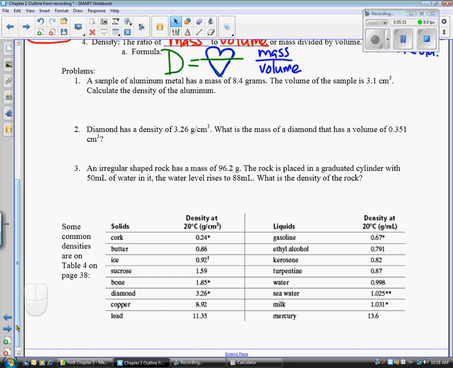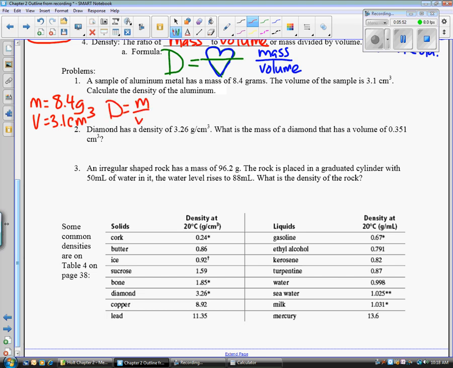So the sample of aluminum metal has a mass of 8.4, so M equals 8.4 grams. Got it. The volume of the sample is 3.1 centimeters cubed. Calculate the density. Well, I know that density equals M over V. So I'm going to take my M, 8.4 grams, over my V, 3.1 centimeters cubed, and I'm going to divide. And I'm going to get 2.7. And your units, they don't cancel out, so they're both there. Grams per centimeter cubed. And that's it for density.